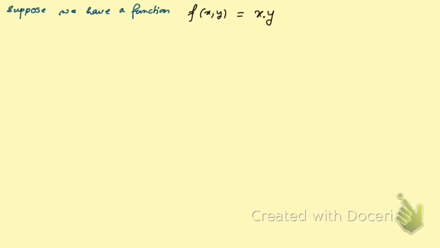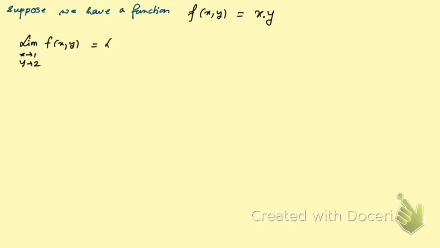The function is x into y. Okay, so then if we find the limit first, before giving you the example, let me show you just how to calculate the limit of this very simple function. Suppose we need to find the limit of this function f of x and y when x tends to 1 and y tends to 2.